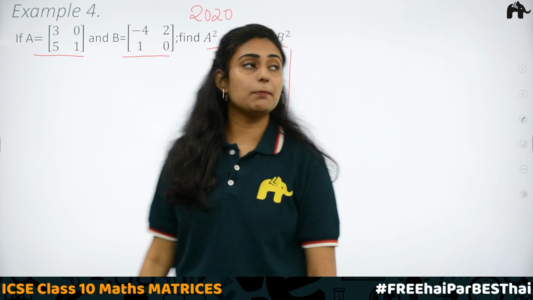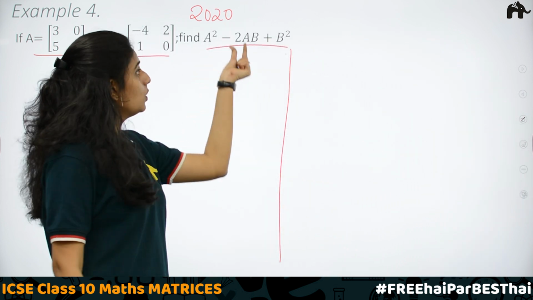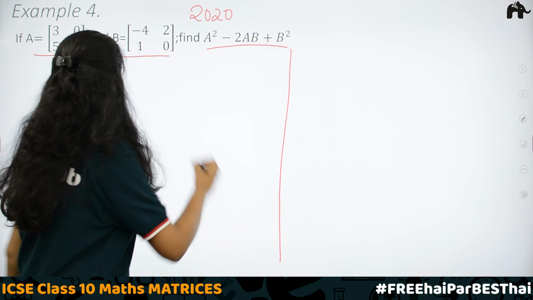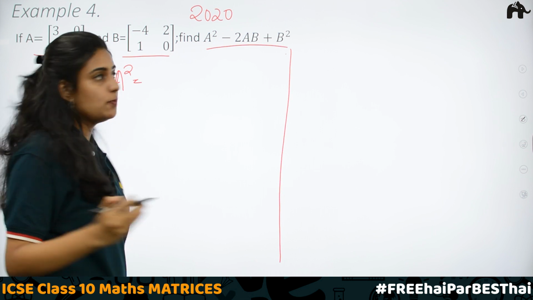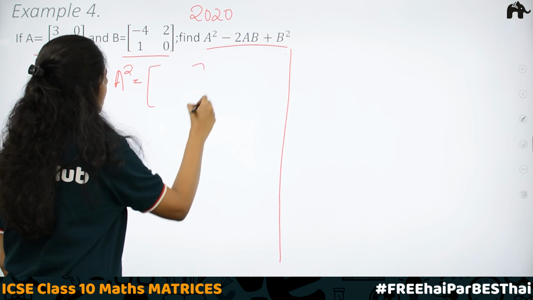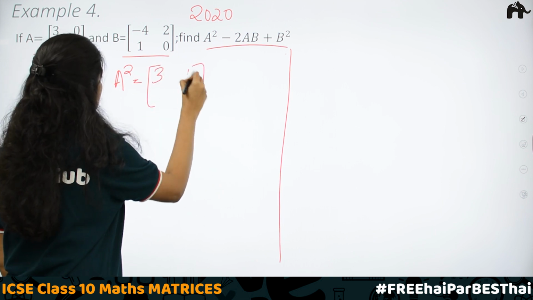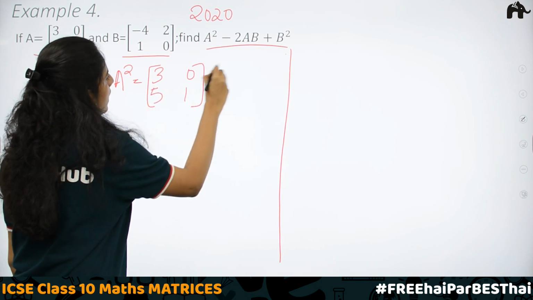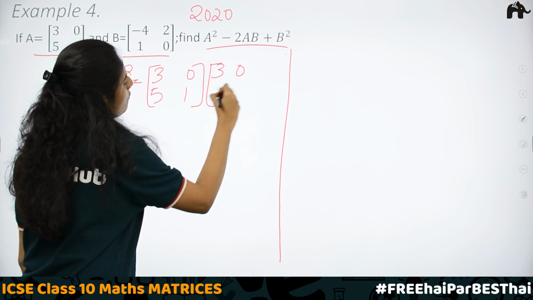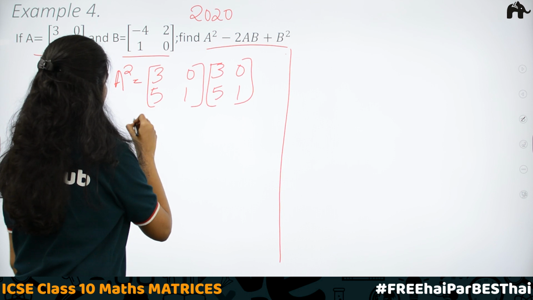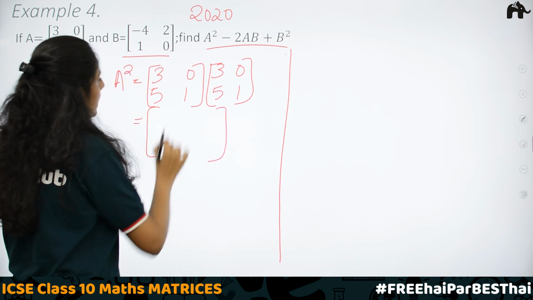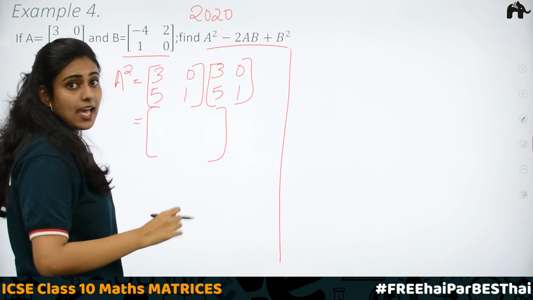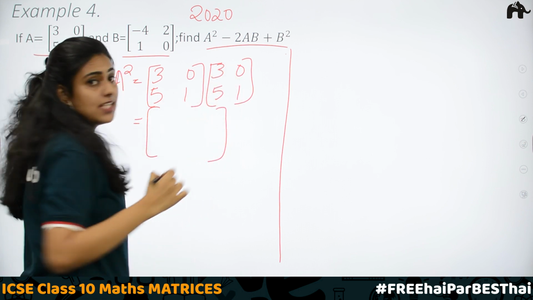First, we need to separately find A square, 2AB and B square. How to get A square? A square will be equal to matrix A into matrix A. Here what is matrix A? Matrix A is [3 0; 5 1] into [3 0; 5 1]. To get the first element, we have to take the first row of the first matrix and the first column of the second matrix.